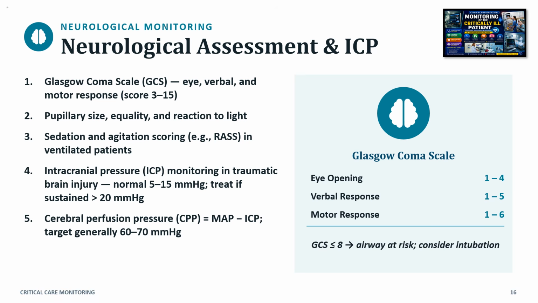5. Cerebral perfusion pressure (CPP) equals MAP minus ICP. Target generally 60 to 70 mmHg. This target maintains adequate blood flow to the brain while avoiding hypotension or hypertension. Glasgow Coma Scale breakdown. Eye opening, 1 to 4. Reflects level of arousal. Verbal response, 1 to 5. Reflects orientation and language function.